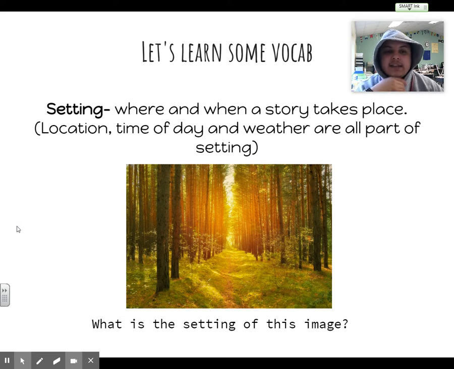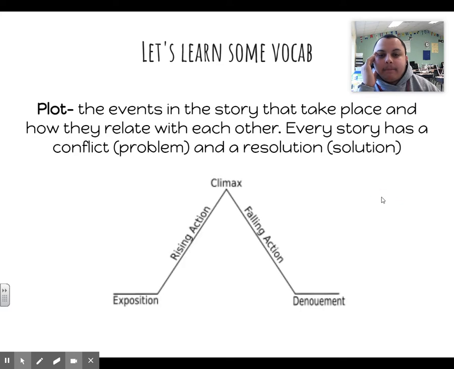So what's the setting of this image? The setting of this image is it's sometime during the day and it's in the woods. So it's in the woods is the where, and during the day is the when.